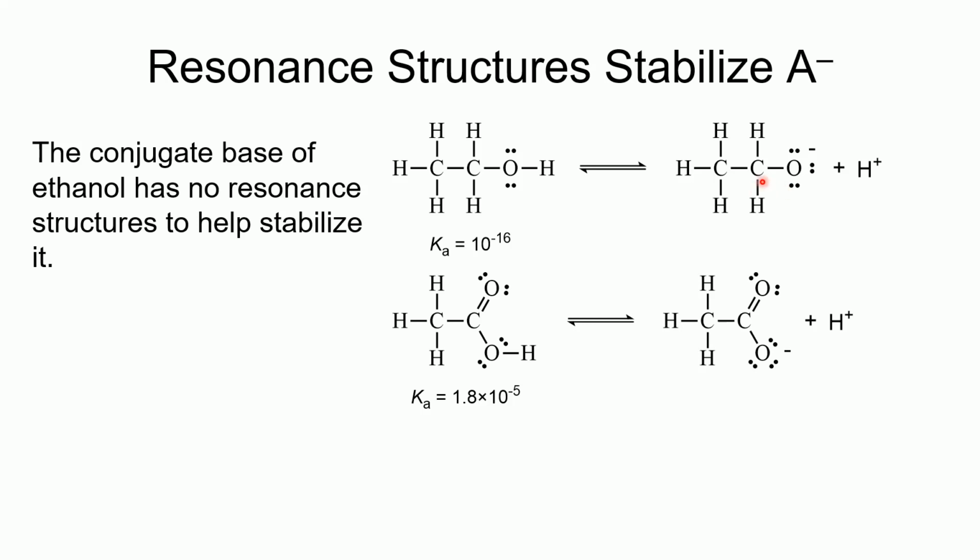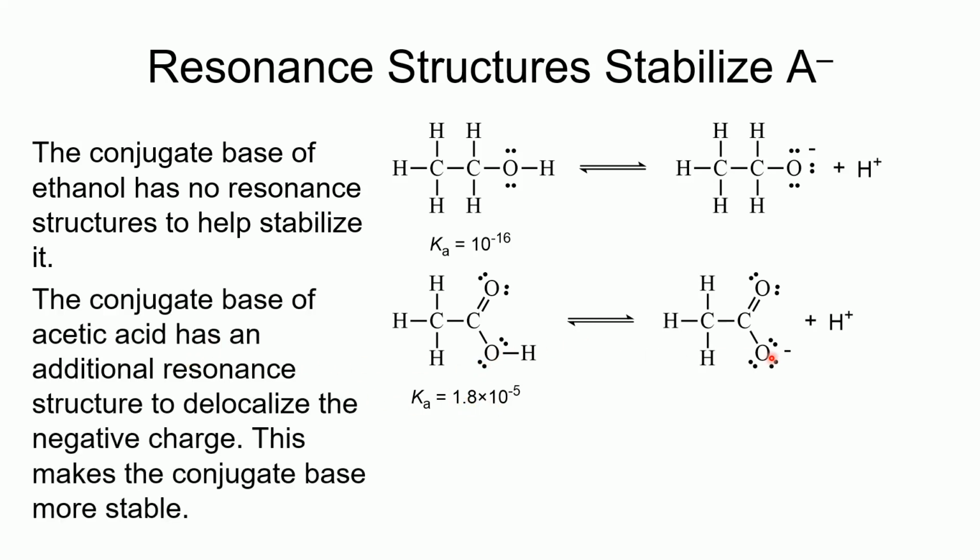But here is the issue with ethanol, or ethoxide, which is this conjugate base. You'll notice that all of the negative charge is on that one oxygen atom. That means that all the negative charge is concentrated in one place. For acetic acid, which is this one here, you'll see the Ka is significantly lower.